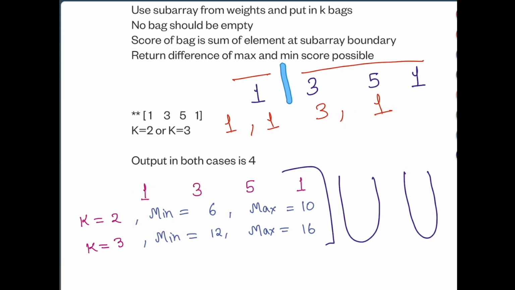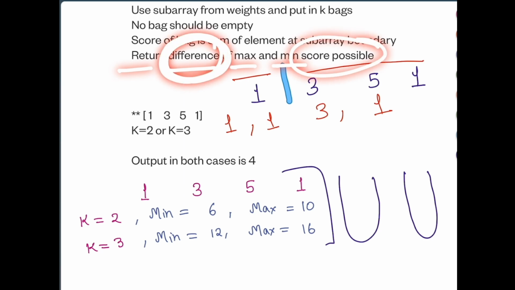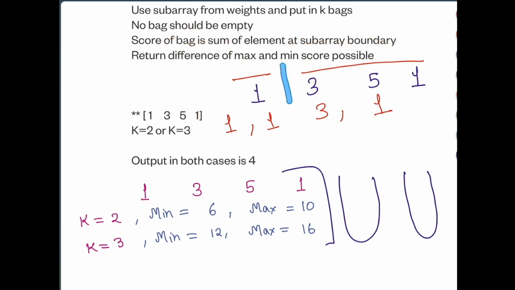But the very important thing you need to understand is you need to return the difference of max and min score which is possible. The difference, right? This is very important to understand. You don't need to return the actual maximum and minimum values. You need to return the difference. And the thing you need to understand here is, if you break your array at this point, only these values matter, right? This value doesn't even matter or doesn't even contribute anywhere. Okay, in case you are splitting it at this point.